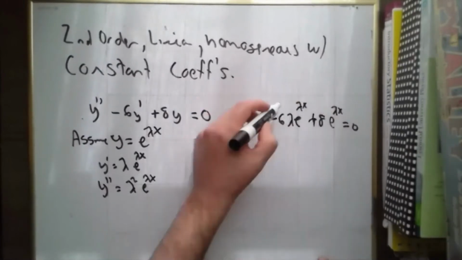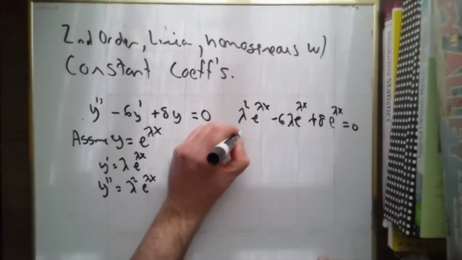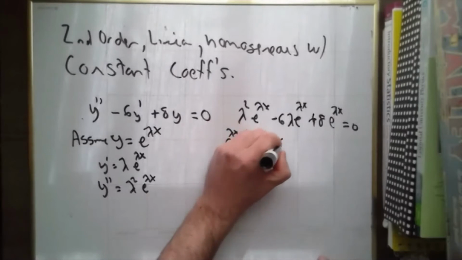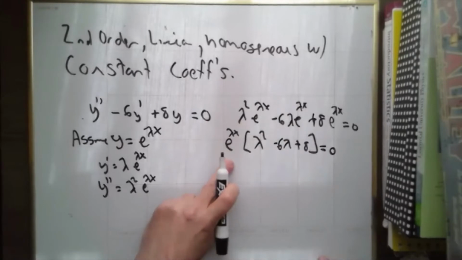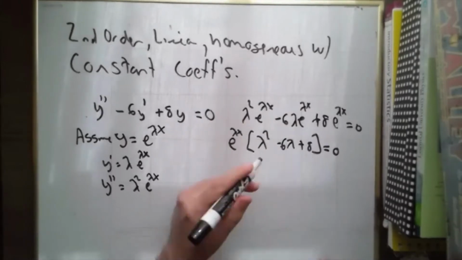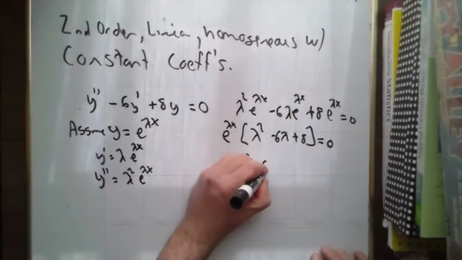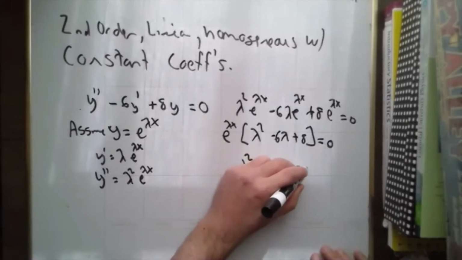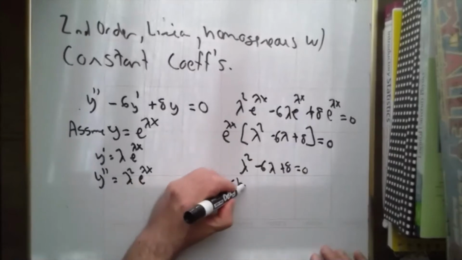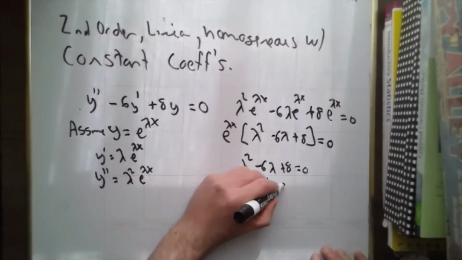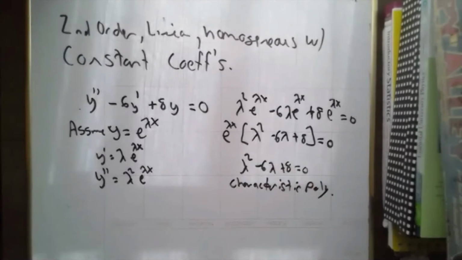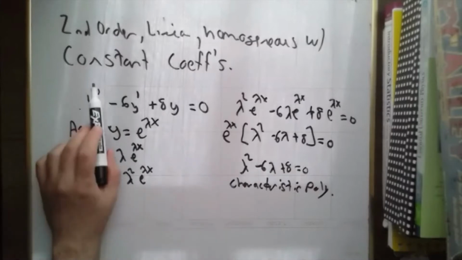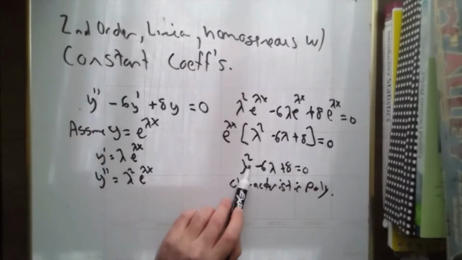Now this is supposed to equal 0 identically. E to the lambda x never equals 0. I could factor that out. That thing never equals 0. So the only way this can equal 0 is if this quadratic in lambda equals 0. We call this the characteristic polynomial. And notice it literally looks exactly like the original DE.